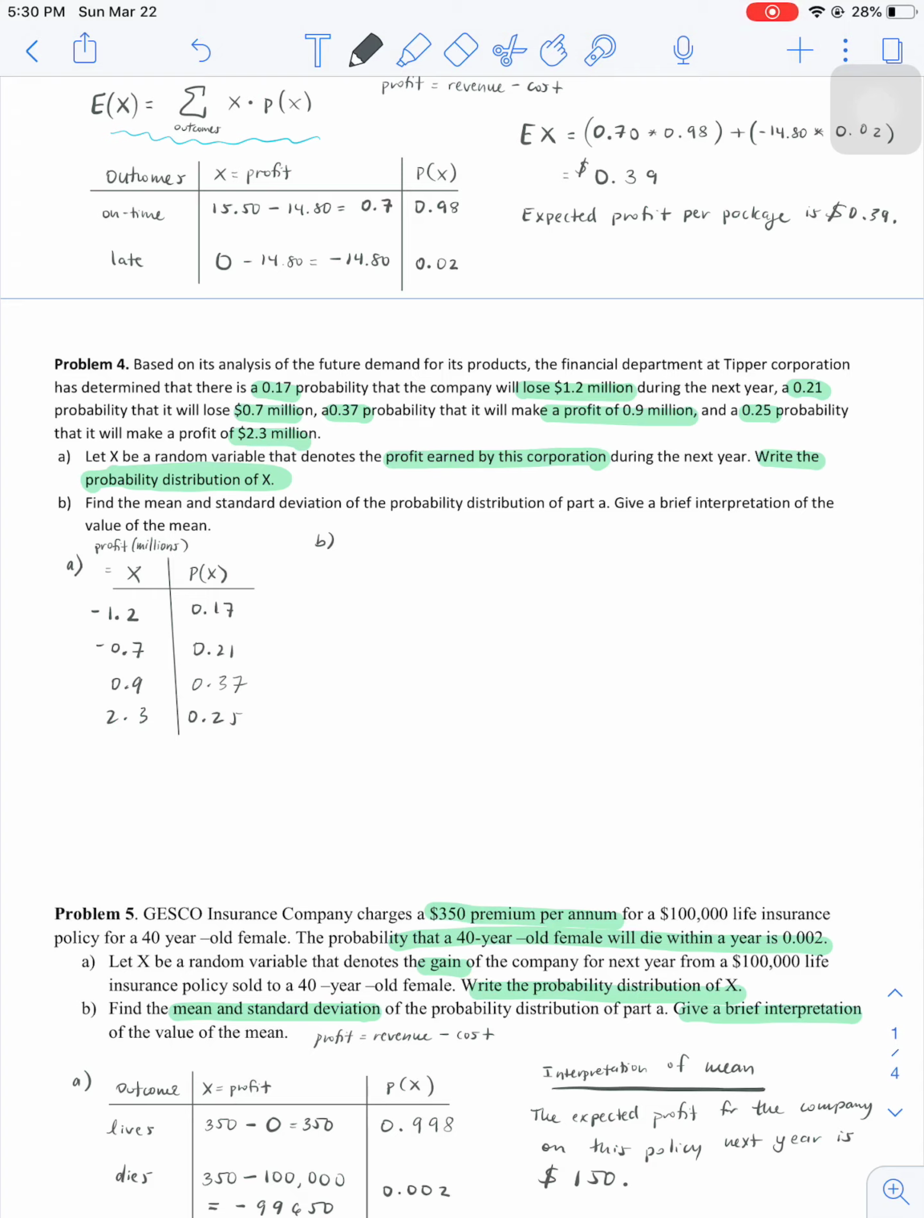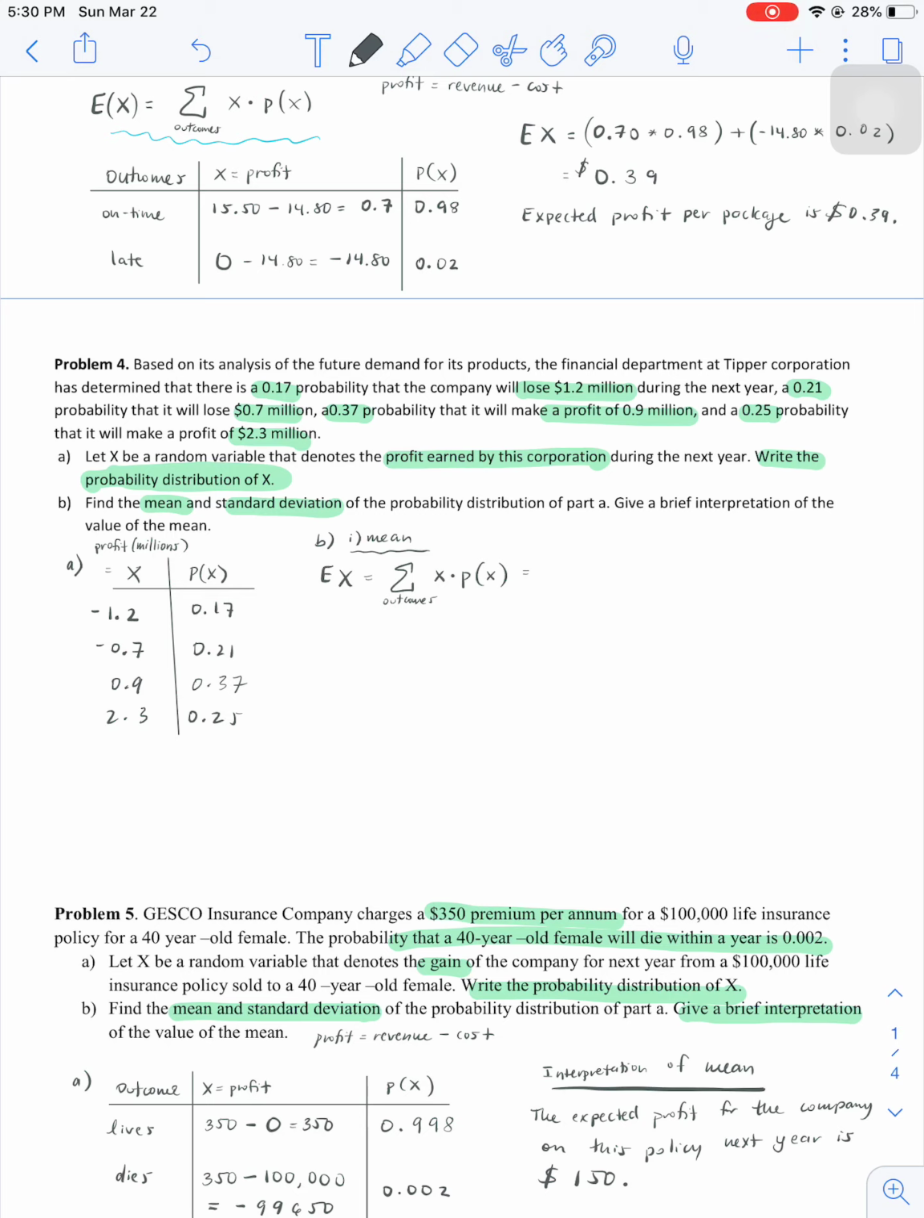Next, for part B, we want to find the mean and standard deviation of that random variable profit. So first, let's do the mean. Now, when we ask for the mean of a random variable, that's the same thing as the expected value. Remember, our formula for expected value is the sum over all the values of x, that value of x times the probability it takes that value. So we can use our probability distribution from part A to answer this.